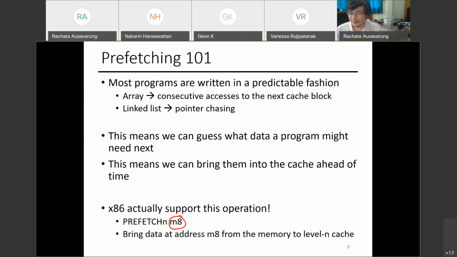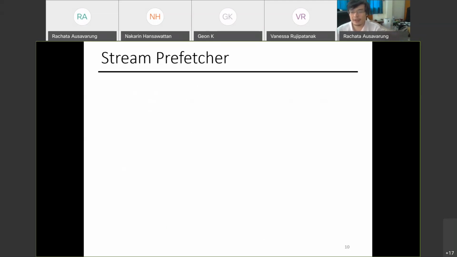Because as a software programmer, you know that whatever address M8 is, I'm going to need it in the next few instructions. Are you with me? Basically, you can insert this instruction that says, I know I need that data, so I'm going to tell the processor, bring it in ahead of time, so that I can avoid the cache miss, right? And there are multiple things you can do. So this is software guided. Basically, you as a programmer would write this code, right? The hardware can do it automatically as well if it's super easy to predict.